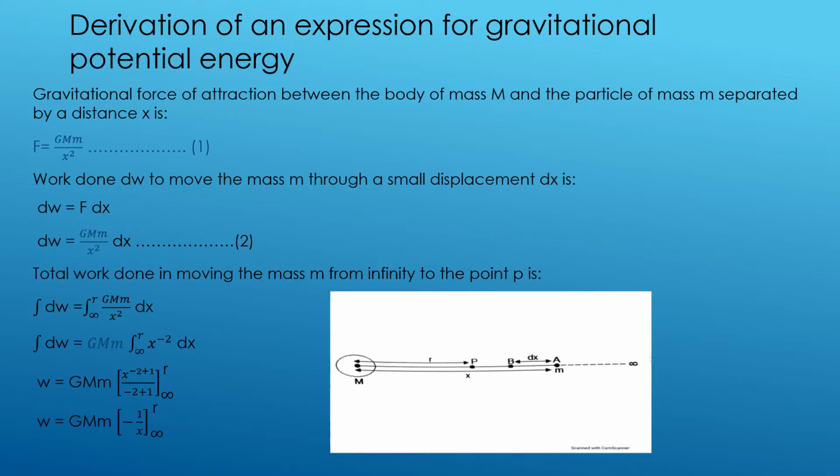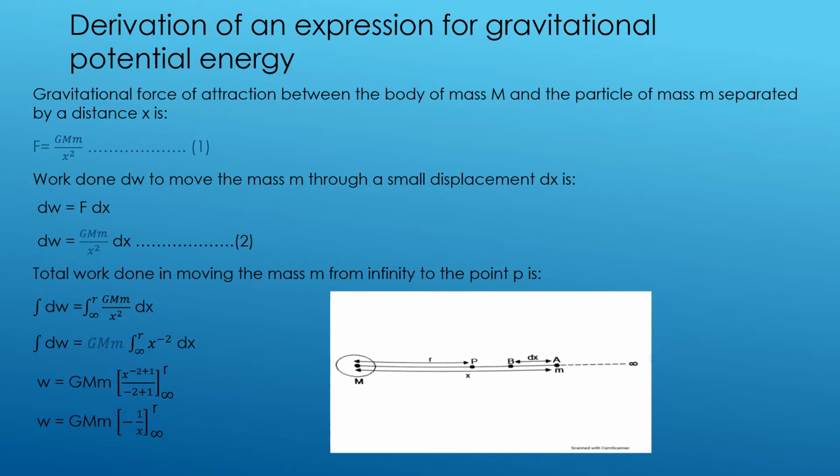Let's derive the expression for gravitational potential energy. For this, let us consider a body, that is a particle of mass small m, in the gravitational field of another body of mass capital M. As you can see in the diagram, the particle which has the mass small m is in the gravitational field of another body of mass capital M.